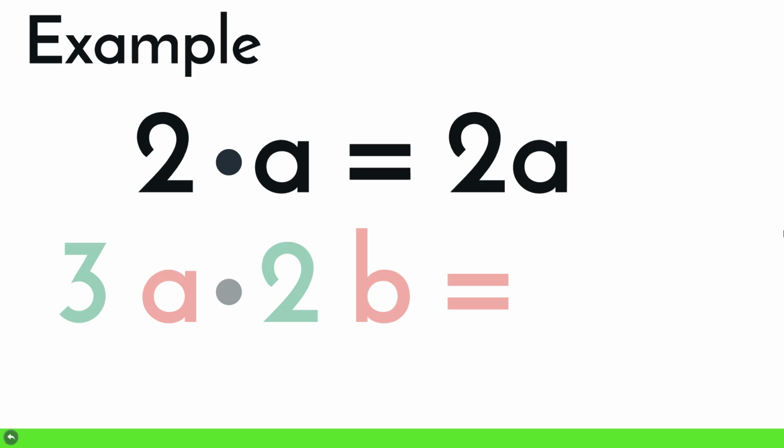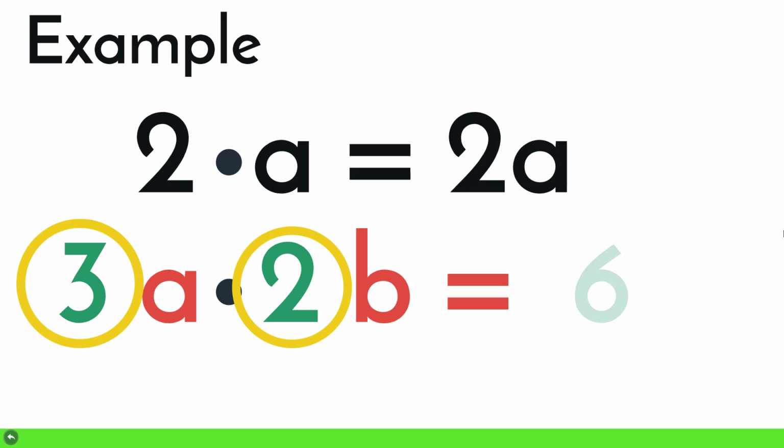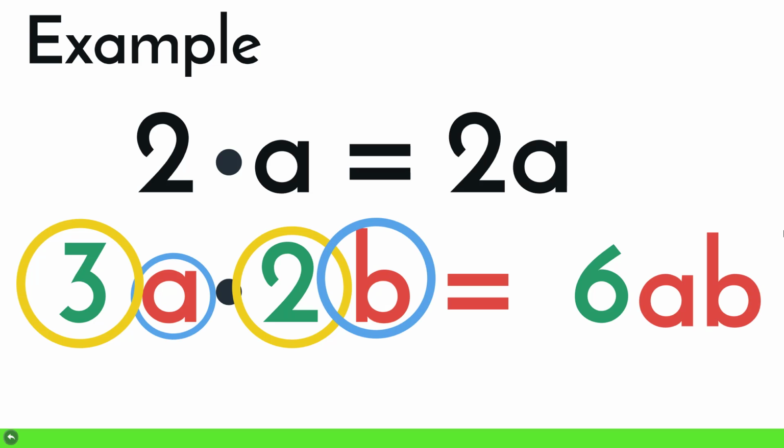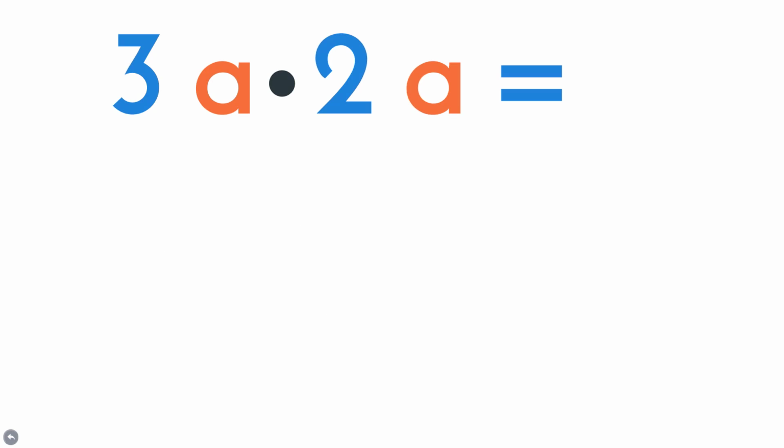Example number 2. 3a times 2b. In this example, we multiply 3 and 2 to become 6. And since a and b are different variables, we just rewrite them in alphabetical order. So 3a times 2b is equal to 6ab.